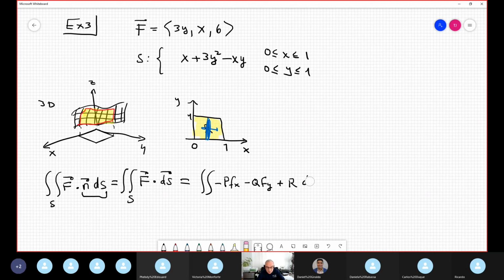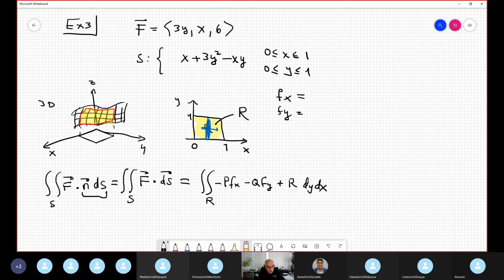I know that it's much better to integrate, for example, dy first and then dx. It doesn't matter. This is my region R. Okay, now just plugging in. I need to compute fx and fy.